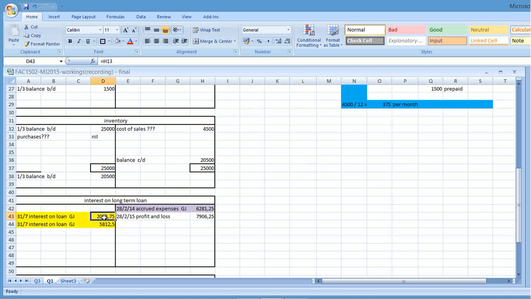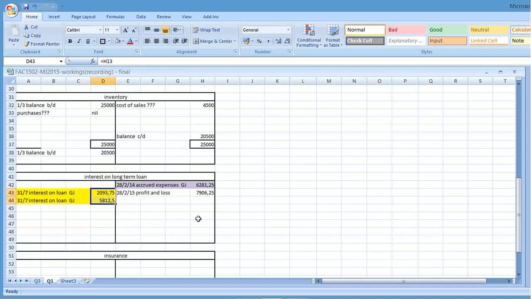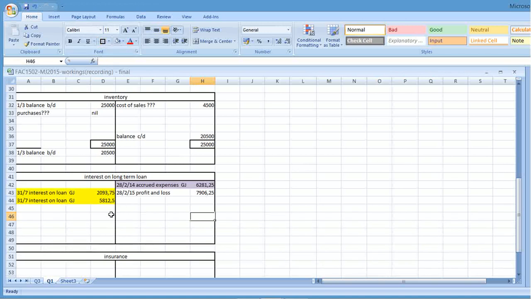You've got the interest, and you've got the interest that was provided for in terms of the accrual. The last bit would just be to work out the balancing figure, which would be for bank. Bank would have been on this side because you would have paid the interest on loan. That would have been the balancing figure.